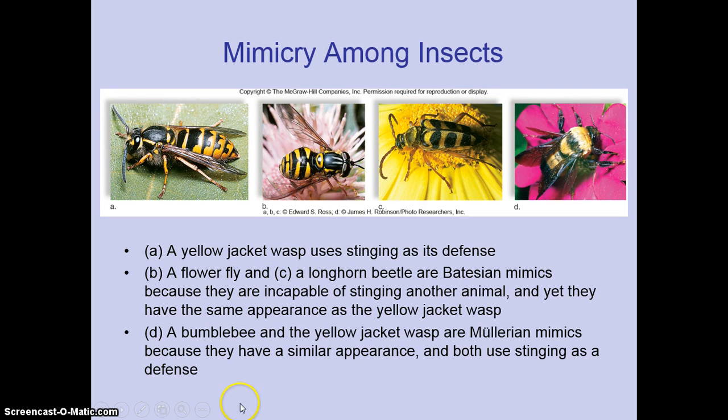Here's an example of mimicry among insects. A yellow jacket wasp uses stinging as its defense. A flower fly and a longhorn beetle are Batesian mimics because they are incapable of stinging other animals, yet they have the same appearance as the yellow jacket wasp. Then a bumblebee and the yellow jacket wasp are Mullerian mimics because they have similar appearance but both use stinging as a defense.